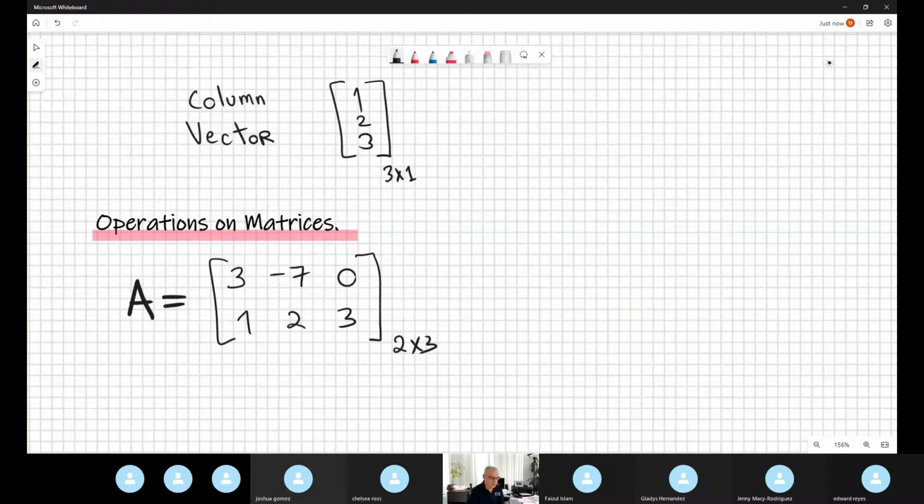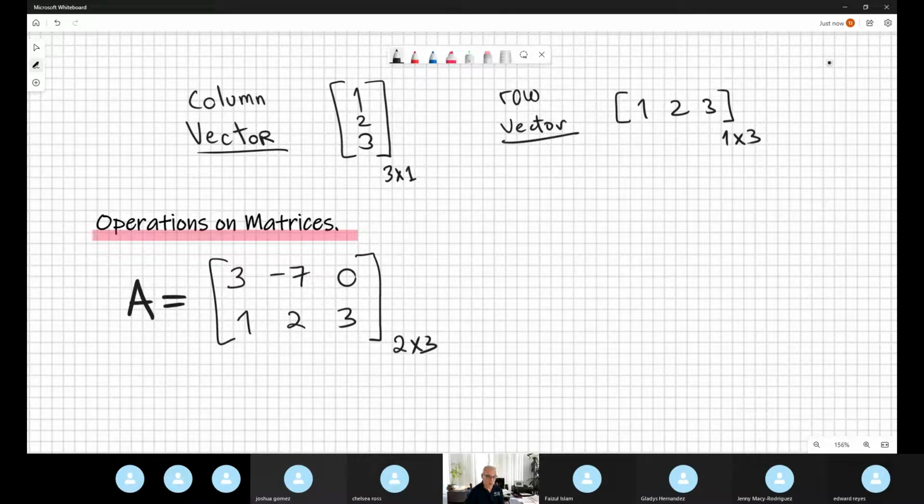Okay, now likewise, we have the row vector. When you talk about vectors, at least one dimension is 1. So suppose 1, 2, 3, but in that direction. This matrix contains only one row, 1 by 3 column.